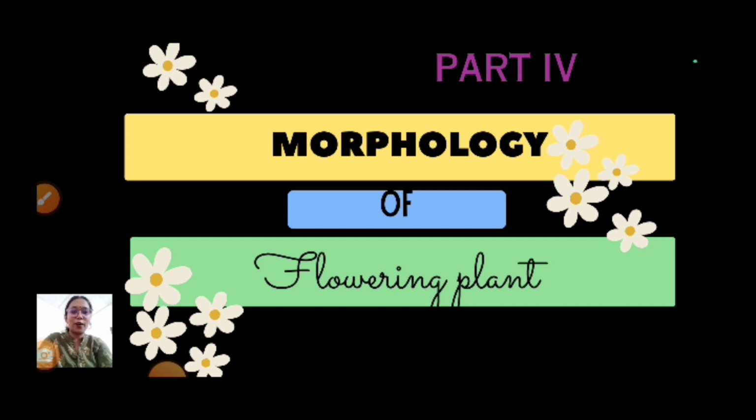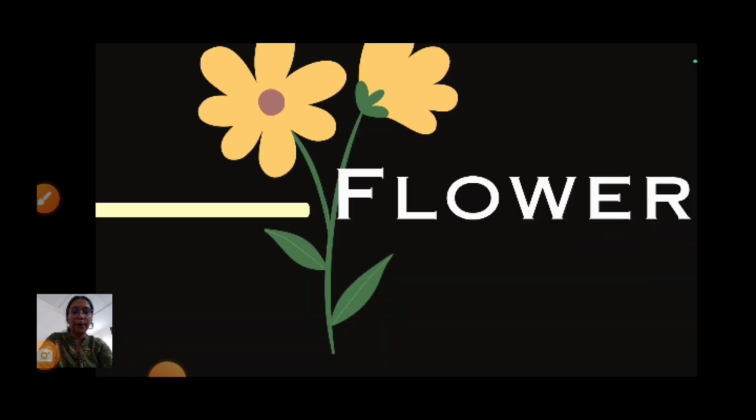In this part of the video, we'll discuss flowers. This will be part 4 from the chapter Morphology of Flowering Plants. We have already done roots, leaf, and stem in the previous videos. You can go and check them out. So this is the fourth video of this chapter. Okay, let's start with the flowers.